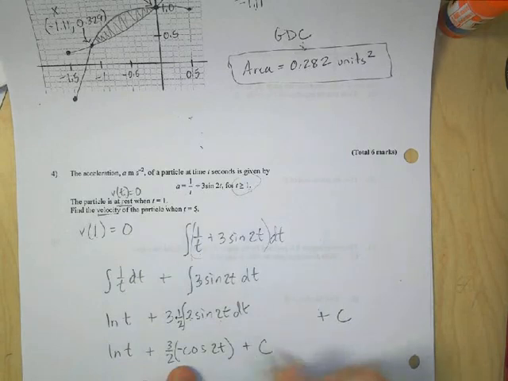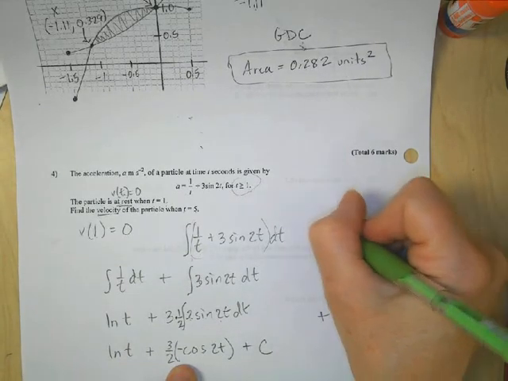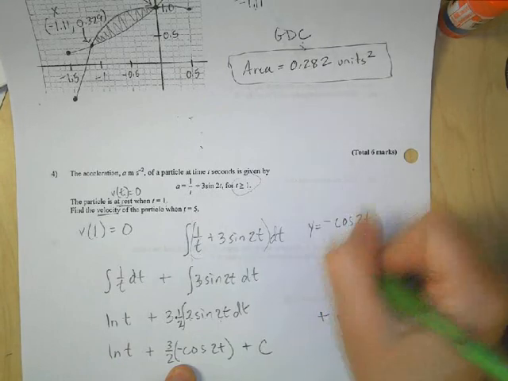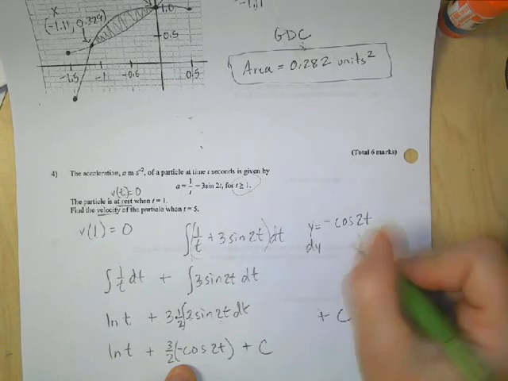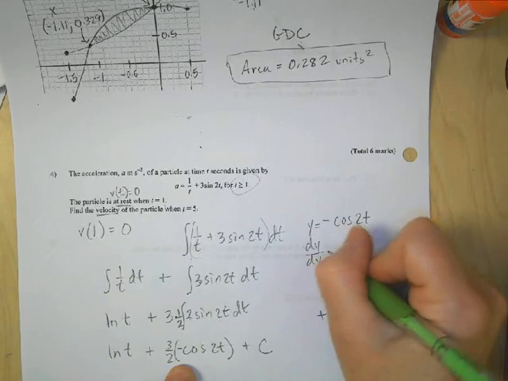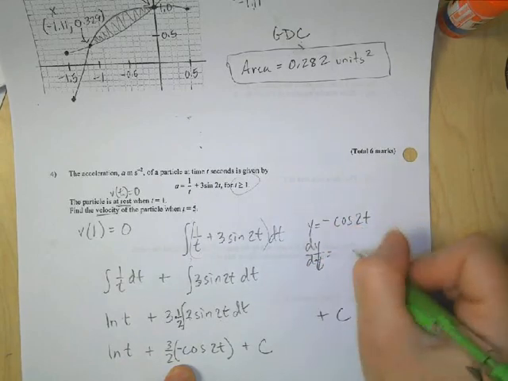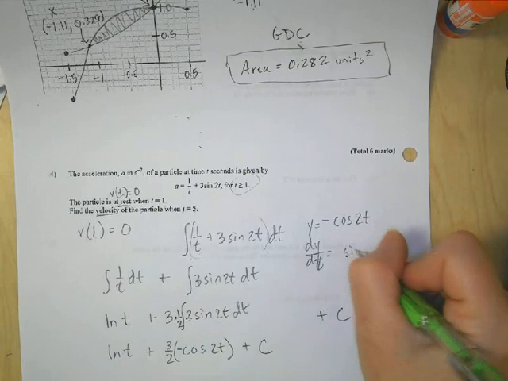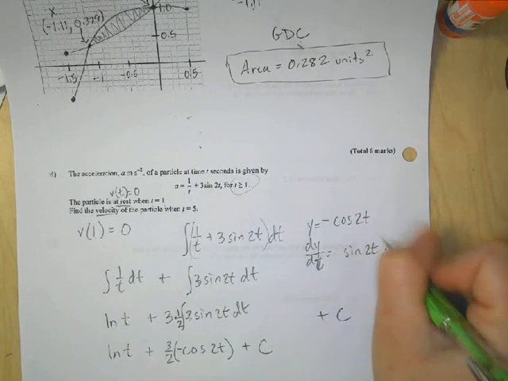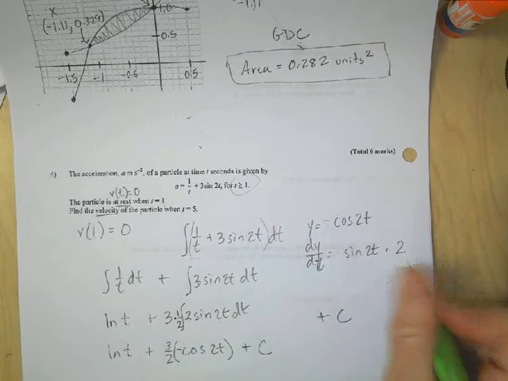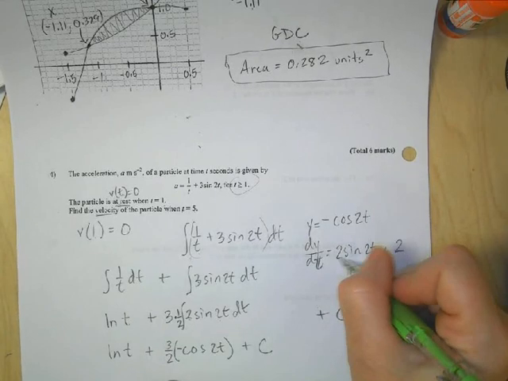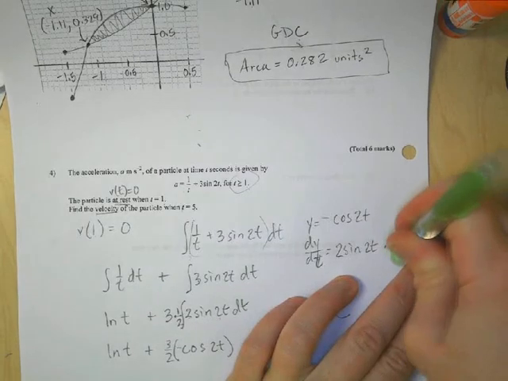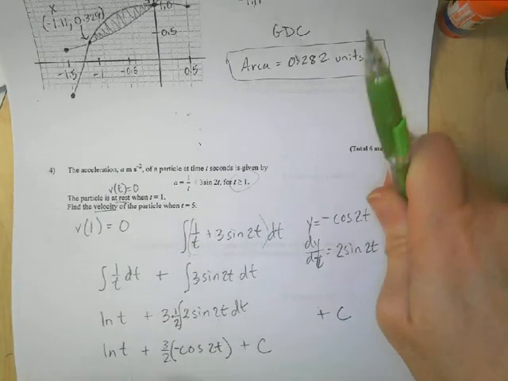Okay, so let me demonstrate. If I have negative cosine of 2t, say that's my y equals, then my dy dt, my derivative, is going to be sine 2t times the derivative of that, which is times 2. So that would go right here. That's why I needed that 2 in front there, because of the chain rule. I needed to put that in.